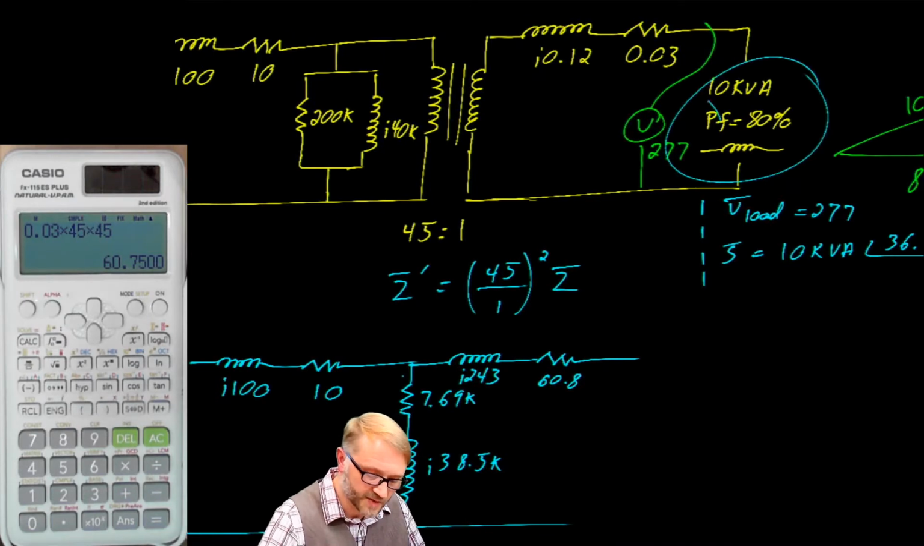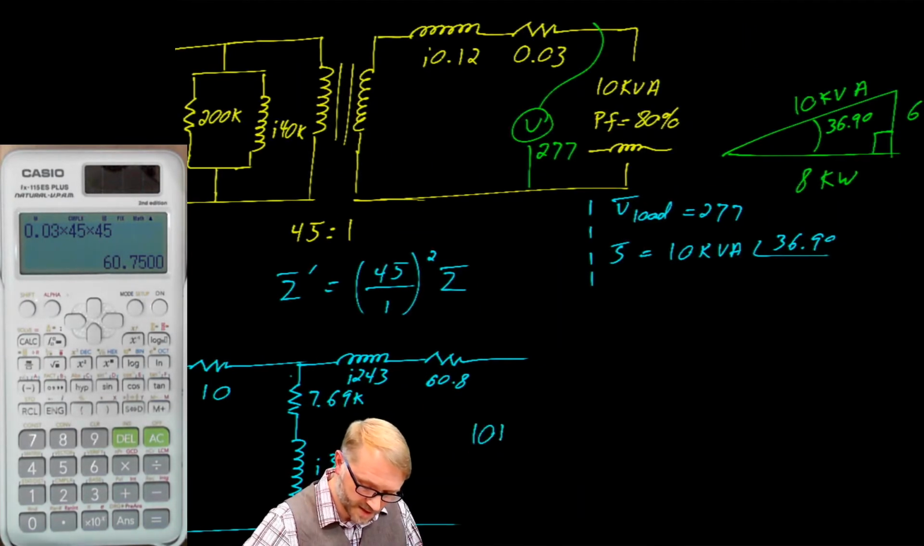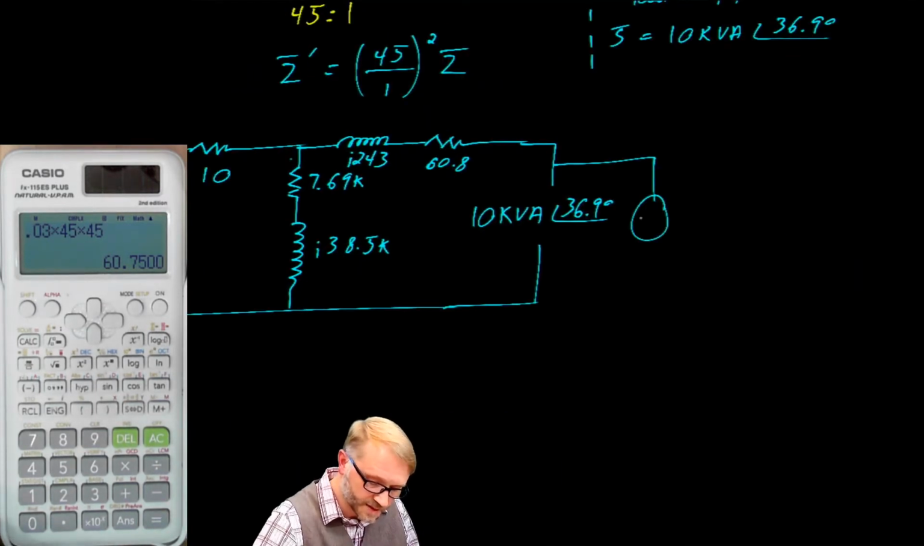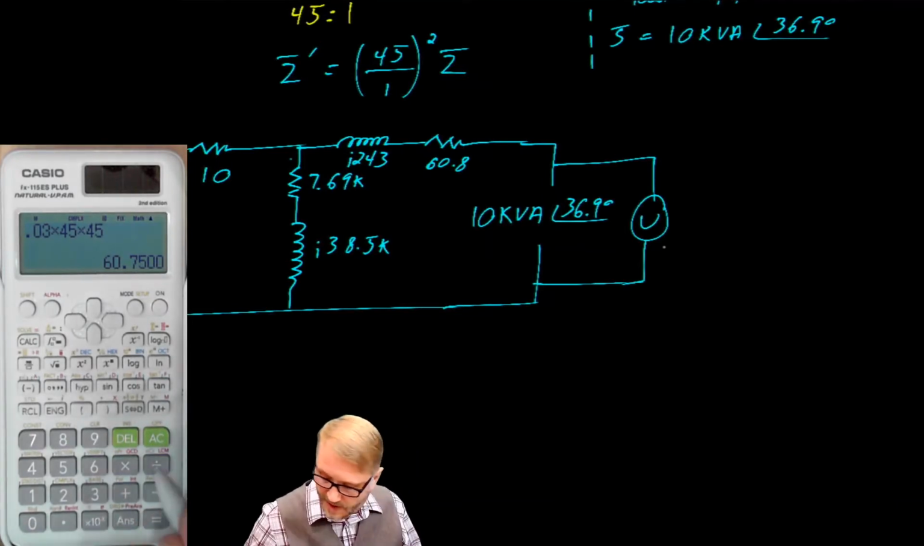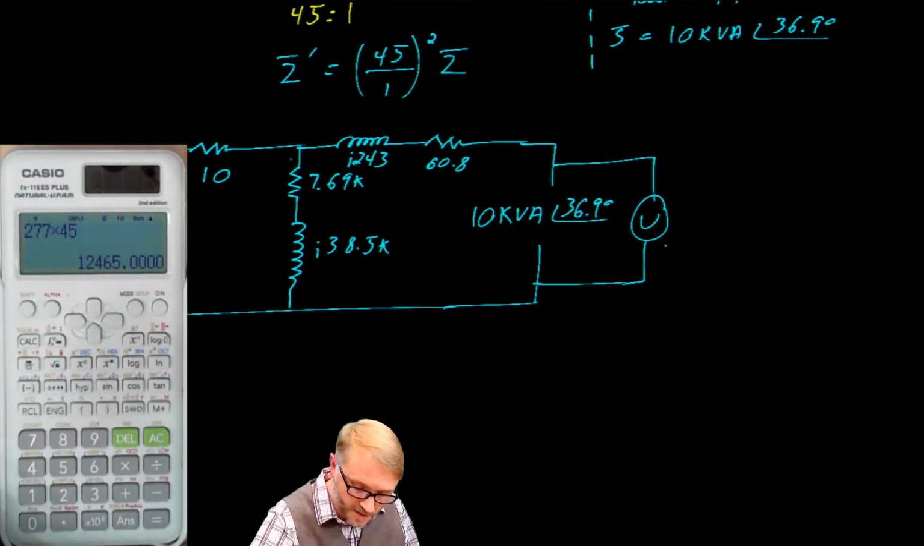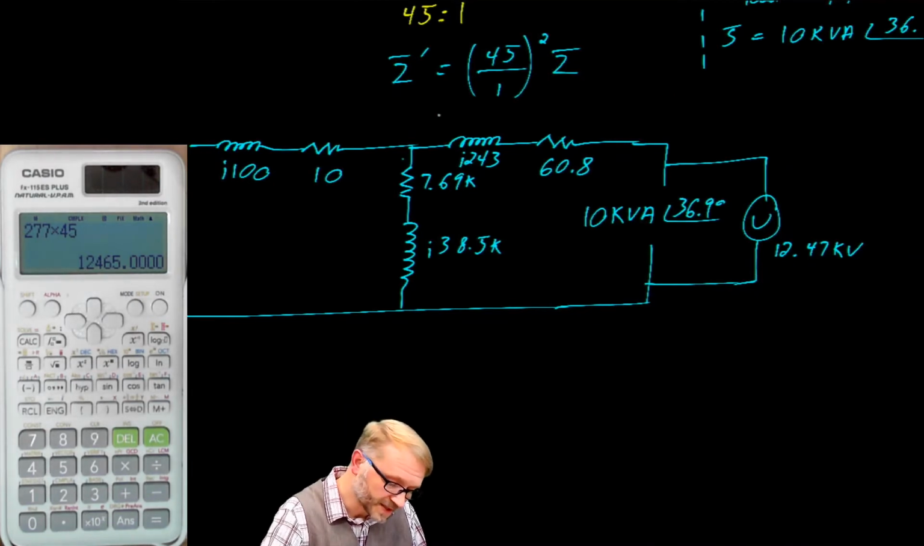The power is reflected across the transformer. So that's 10 kVA at a phase angle of 36.9 degrees. Voltage is the last thing to worry about. By the turns ratio, the voltage comes across as 277 times 45. So 12.47 kV.